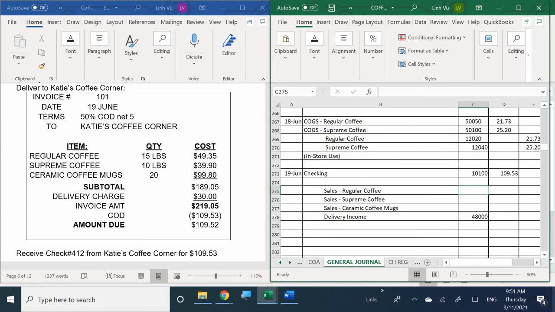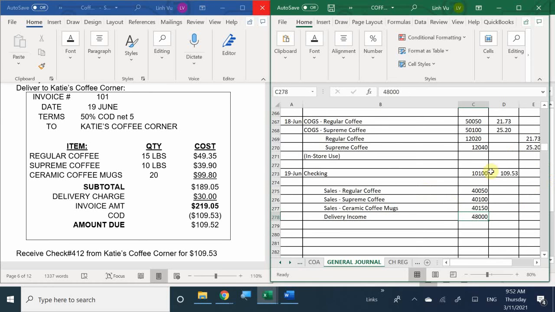So right here, the sales for the regular coffee should be 450, the sales for Supreme Coffee 100, and this ceramic coffee mug should be 150. Okay. So what else is here? You can enter in all the information, and maybe that will help you figure out what this extra thing is.